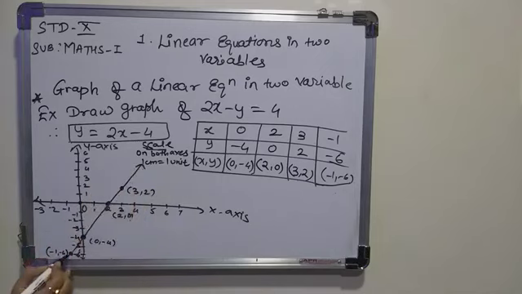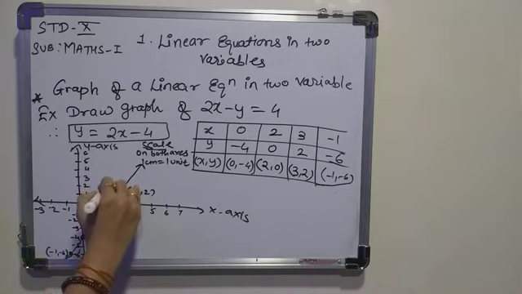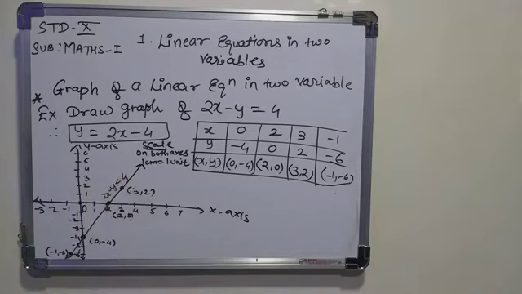Clear? So this is your graphical representation of your linear equation, that is your 2x minus y is equals to 4. So you can write your equation on this line, 2x minus y is equals to 4. Right, so this is your graphical method of representing the linear equation in 2 variable in a graph form.